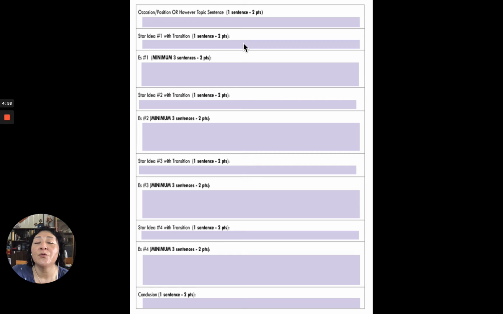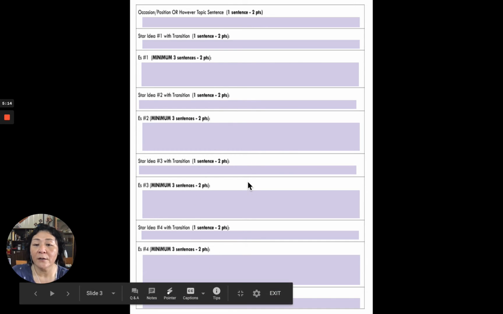Then you have your star idea with a transition, 1 sentence, 2 points. Then your E's, a minimum of 3 sentences. And for those 3 sentences, it's 2 points. And then it goes on and on. Okay?